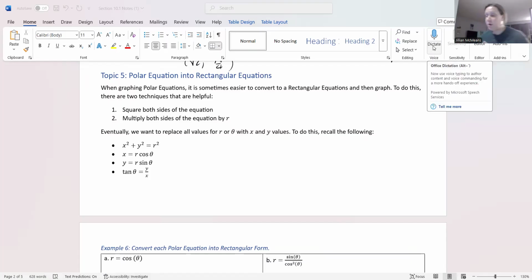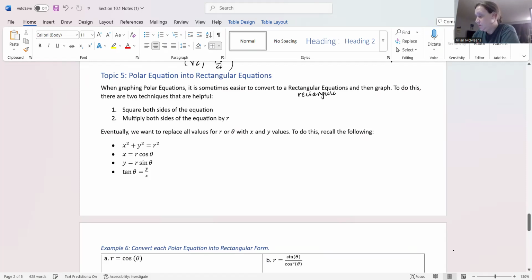For topic 5, we're going to take polar equations and convert them to rectangular equations. What you need to really understand is that with rectangular, we need all x's and y's. For polar, we need r's and theta. So if you're taking something that is polar, you need to convert the r's and the thetas into x's and y's. Okay, so this can be a little wacky.